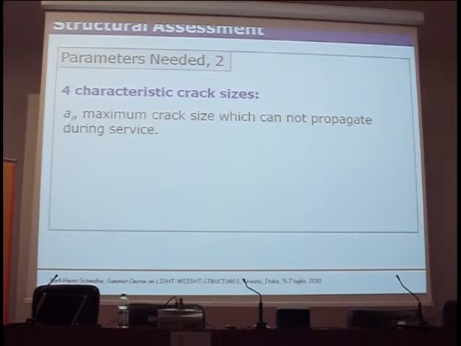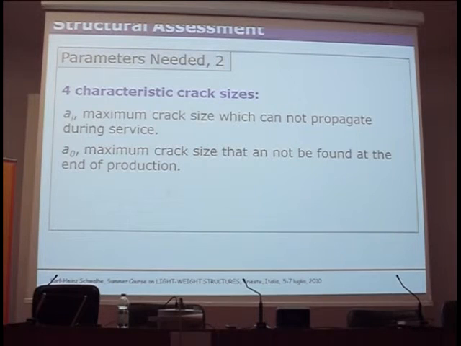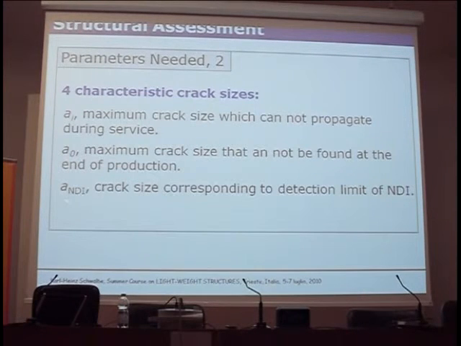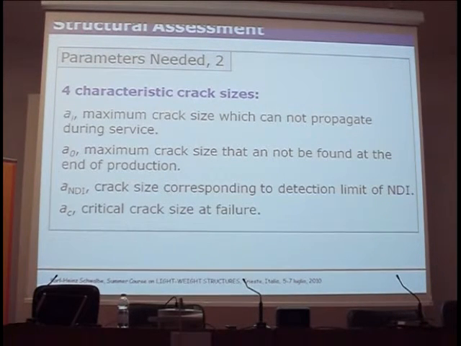Yeah, this is a bit of a picky thing. We distinguish between four crack sizes. One is the maximum crack that cannot propagate during service, because we have cracks, for example, in welded joints, a small crack that is there but of no concern because it can't propagate. So it's the longest crack which can't propagate. And the minimum size that cannot be found at the end of production. And the crack a_NDI, which is the crack size corresponding to the detection limit of NDI, and that's a critical crack size failure. So this a_NDI is a difficult thing. I'm referring to it at the end of our talks here.